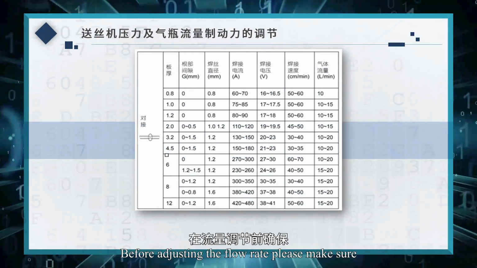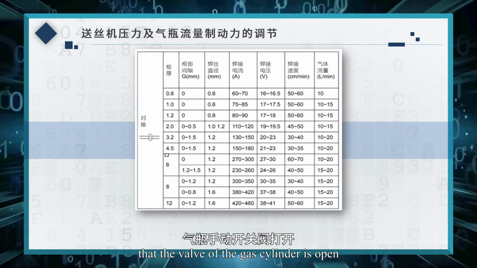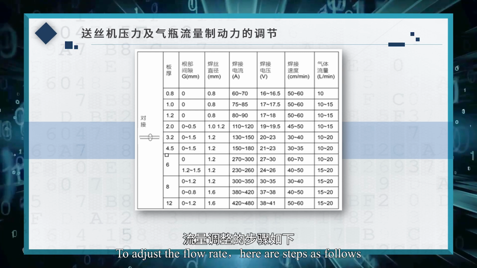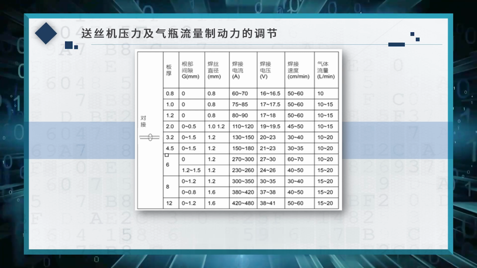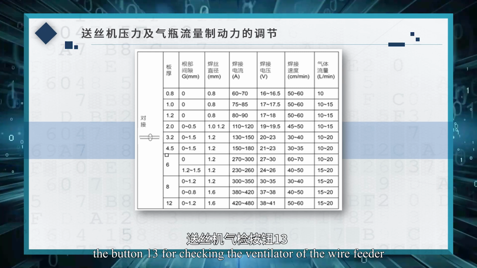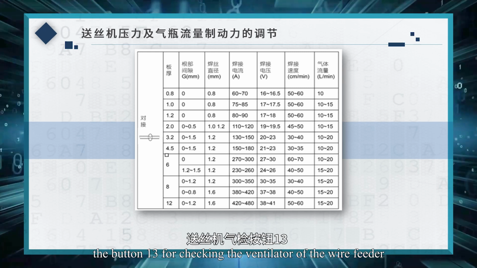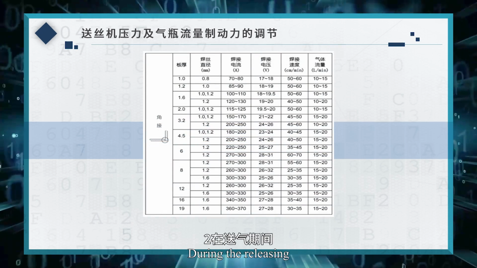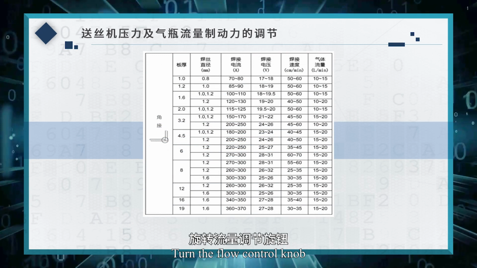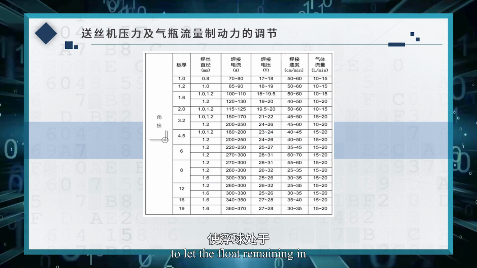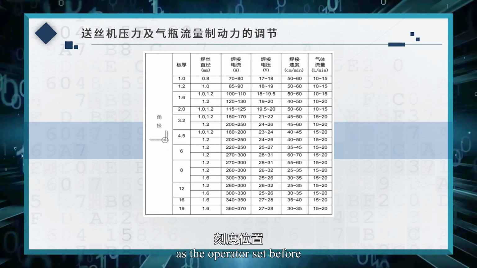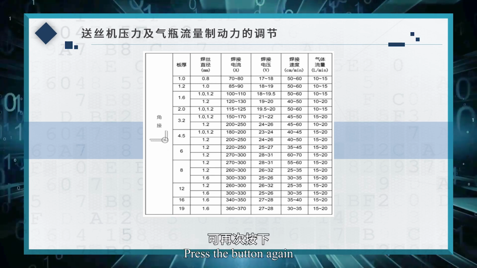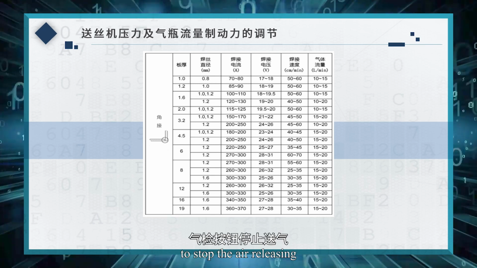Before adjusting the flow rate, please make sure that the valve of the gas cylinder is open. To adjust the flow rate, here are steps as follows. Press the button 13 for checking the ventilator of the wire feeder to release air for 30 seconds. During the releasing, turn the flow control knob to let the float remaining in the target scale at the operator set before. When the flow rate adjustment is complete, press the button again to stop the air releasing.